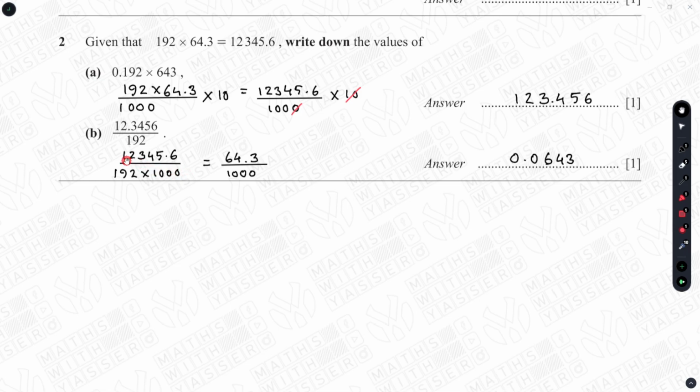Now we know that when we divide this value by 192, it will be giving us 64.3. And we have introduced 1000 so that this whole fraction is equivalent to this question. So we simply just need to divide 64.3 by 1000. That means we need to move this decimal 3 places to the left. Therefore, it will be 0.0643.